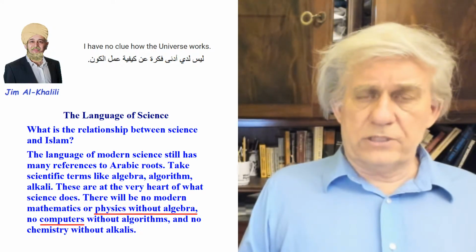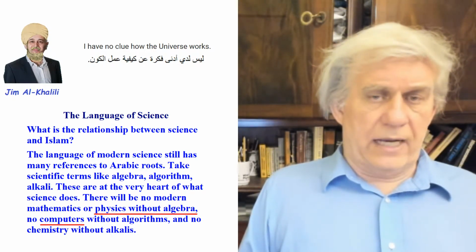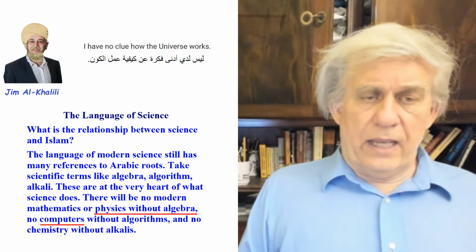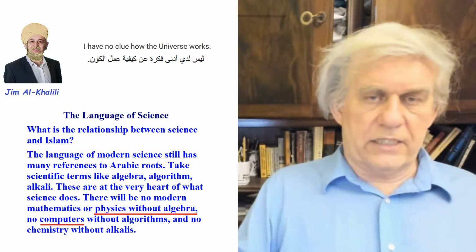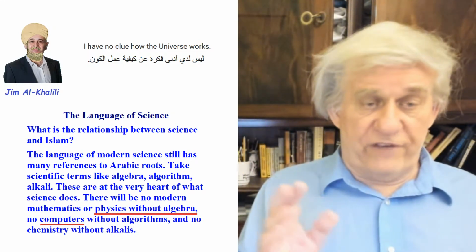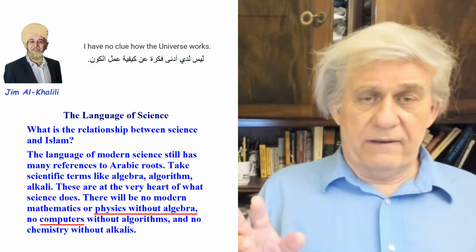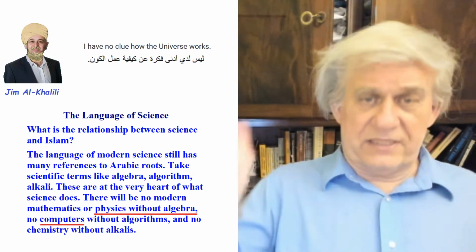I mean, we don't use algebra in science. What is this algebra stuff? I thought that was math. Algebra can be used to describe something, it cannot be used to explain. And this is where we're going to run into problems with all of what Al-Khalili says. There will be no modern mathematics or physics without algebra. Mathematics, I grant it. Physics, something else.